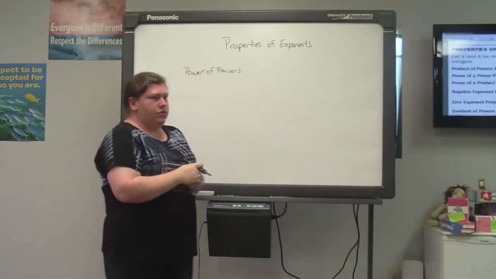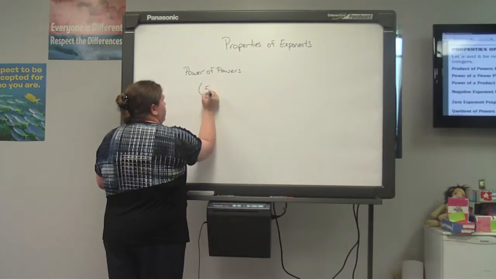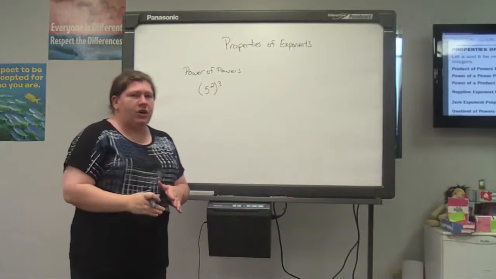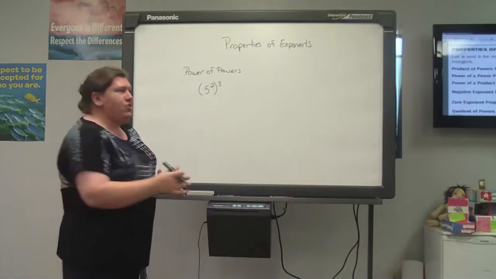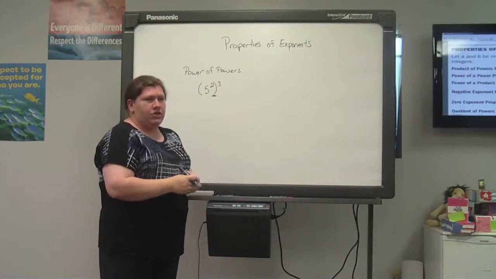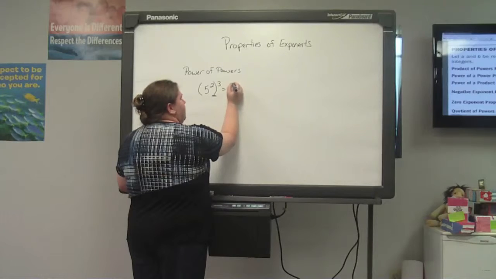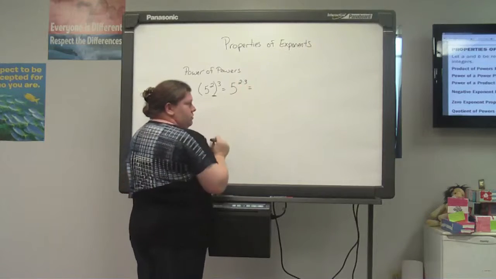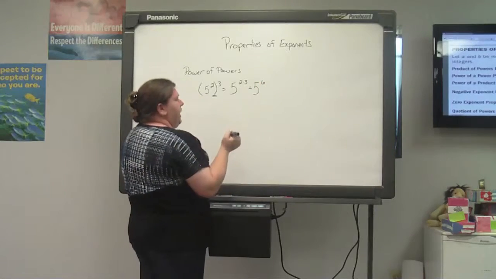In the power of powers, you will see it when you have an exponent, then a parentheses, and then another exponent. When you see a parentheses separating 2 exponents, you actually multiply. So therefore, you end up saying 5 to the 2 times 3 power, which gives you 5 to the 6th, and again you would solve.